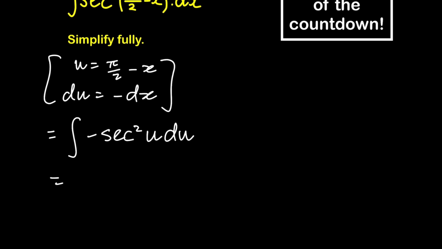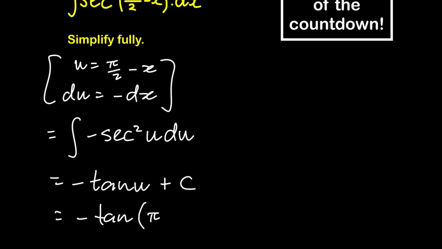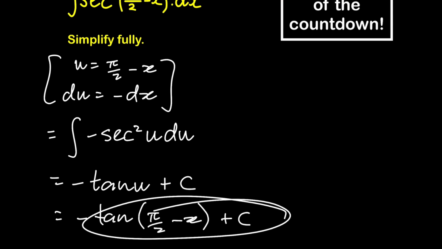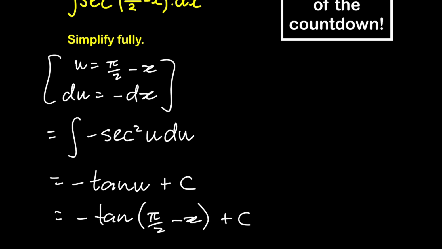Okay, now we know the integral of secant squared of u to be tangent of u. So we have negative tan of u, and then plus c, the constant of integration. Now we substitute back. So we have negative tan of pi by 2 minus x plus c. Now you'd typically think to leave the integral over there, but I've specifically asked you to simplify fully. And there is a way to express this in simpler terms.